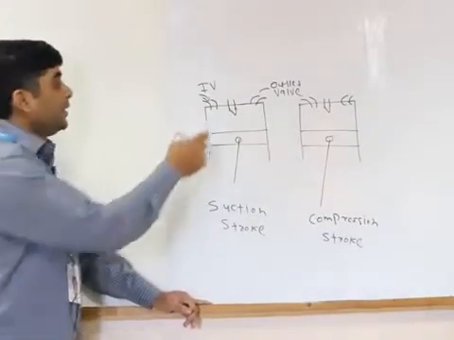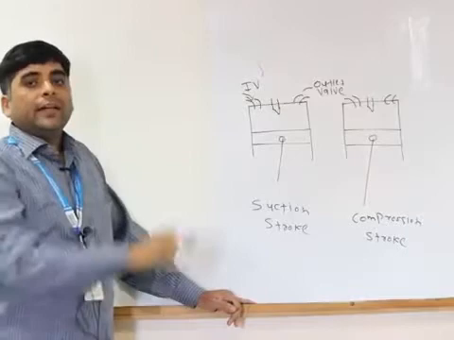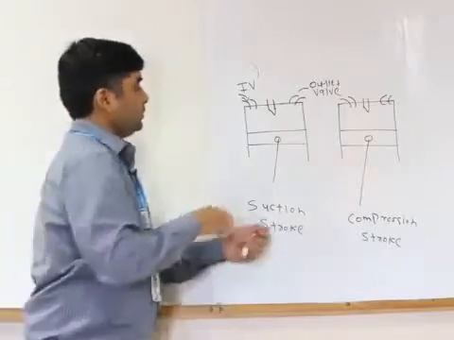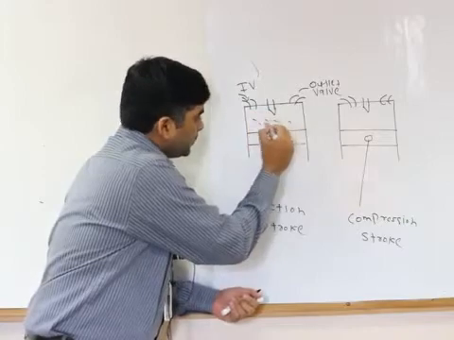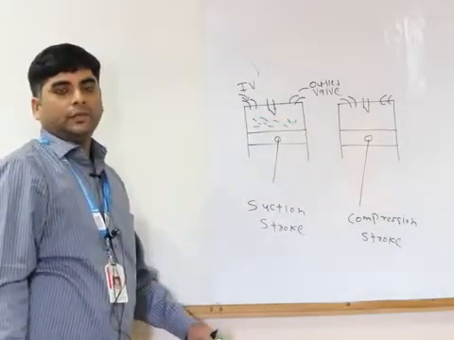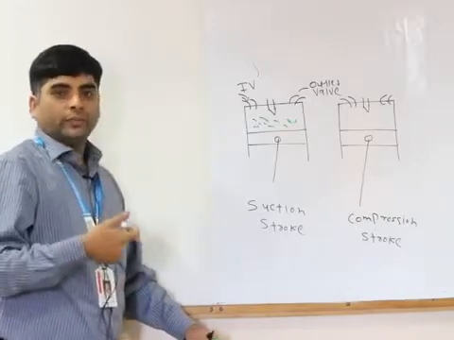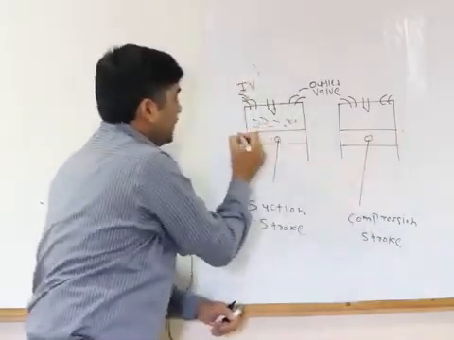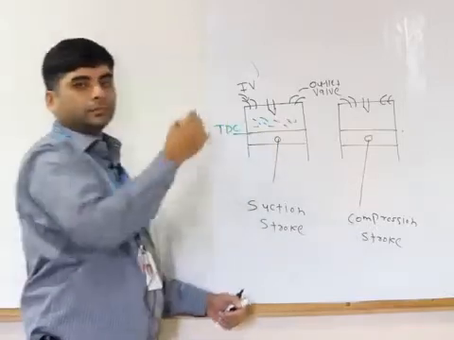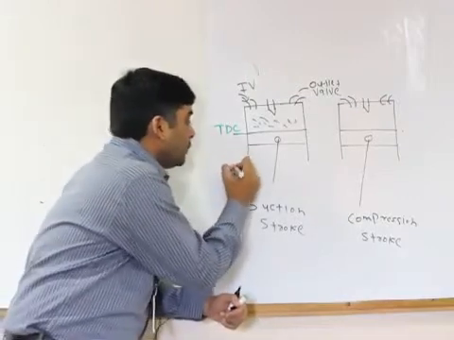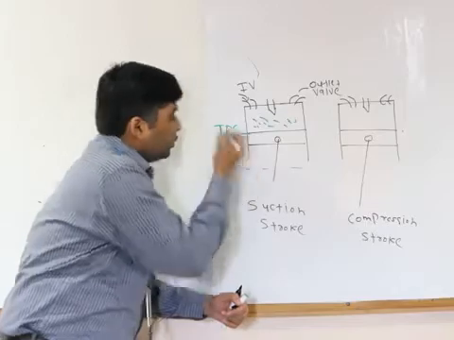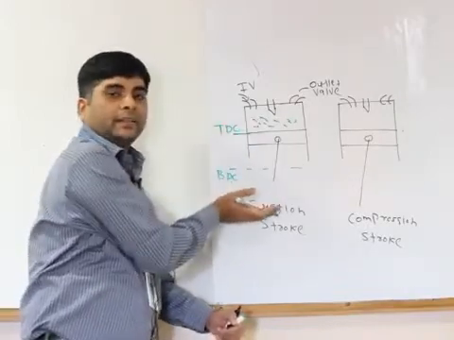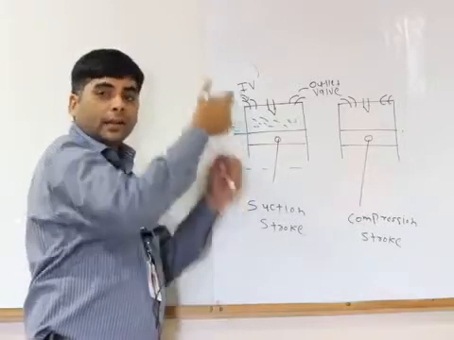During the suction stroke, what happens here? The inlet valve opens and the air fuel mixture enters into the combustion chamber. This portion is called the combustion chamber. At the end of the suction stroke, the inlet valve closes. This position is called the top dead center of the piston, and this is the bottom dead center. In the suction stroke, the piston moves from the TDC to the BDC, and the air plus fuel mixture is sucked into the combustion chamber.